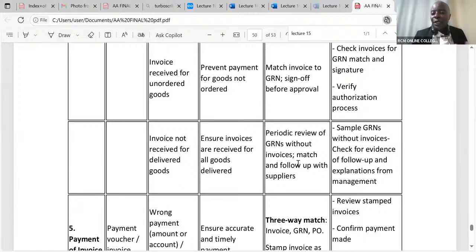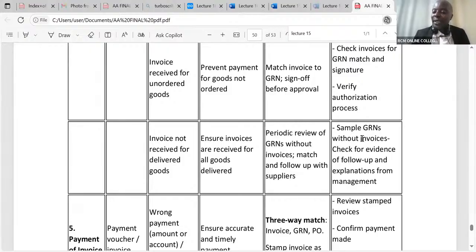Then what control activities do we have? Periodic review of goods received notes without invoices. Match and follow up with suppliers. In this case, do a supplier circularization. Try to send supplier statements to them. And then, of course, as an auditor, I will be able to sample.